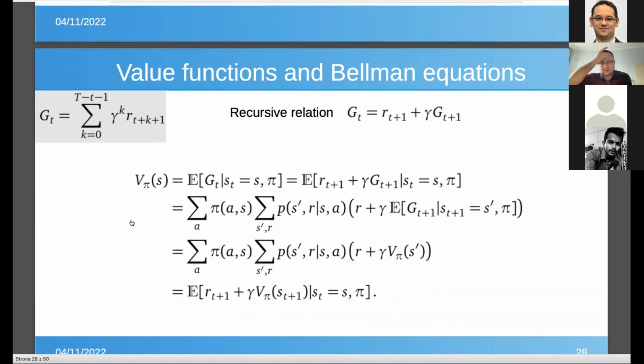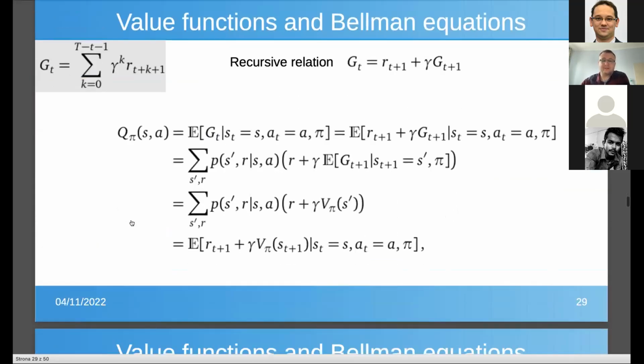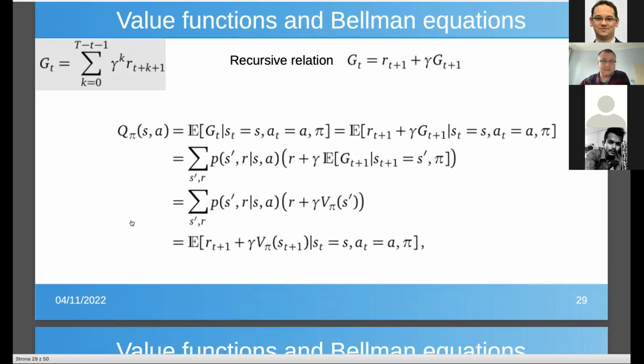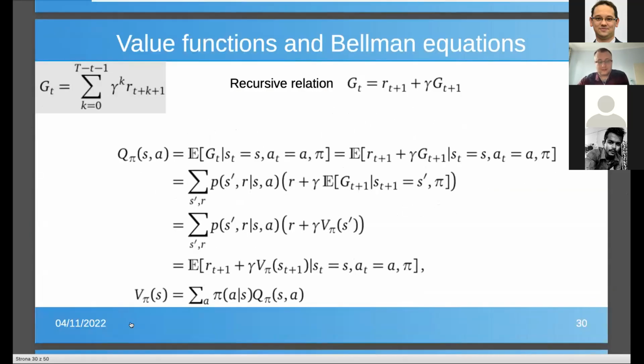So now let's focus on the state value function. We can see that the expression for the total return is a recursive formula. When we plug this recursive formula into the definition of the state value function, we obtain a somewhat self-consistent equation for V of pi. Similarly, we can prepare the same for the state-action value function Q, and this is, of course, also a recursive formula. And you can show that the state value function is the weighted sum of the action value functions with the weights given by the policy.